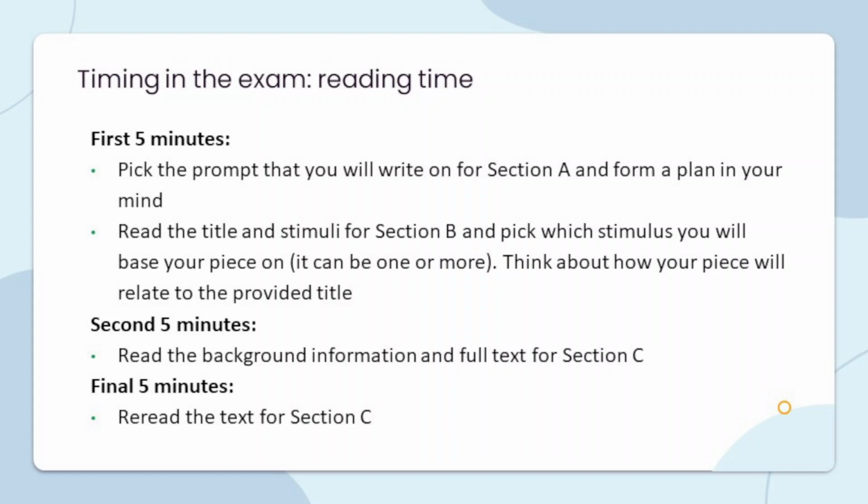Then you read the title and the stimuli for section B. So you know for section B, this is a new part of the exam, so there aren't heaps of exams to look back on and see what have past exams done. This is kind of a new section, but we know that you're going to be given a title and you have to use that title in your piece that you're writing, and you're going to have stimulus that you can pick and that you base your piece on. You can pick one or you can pick more than one.